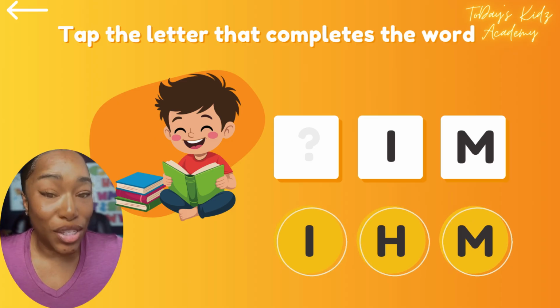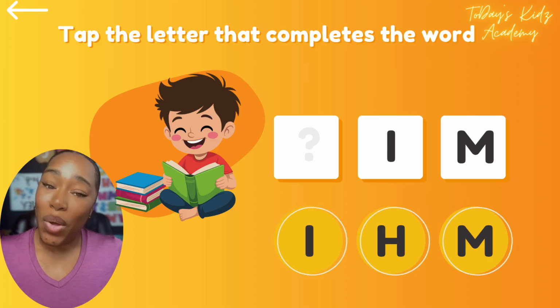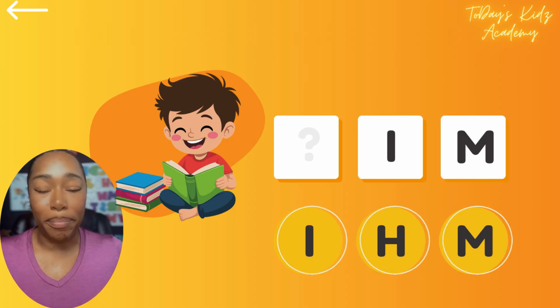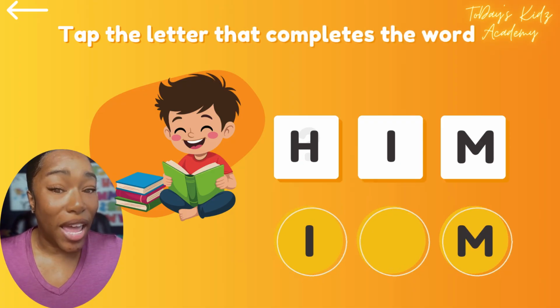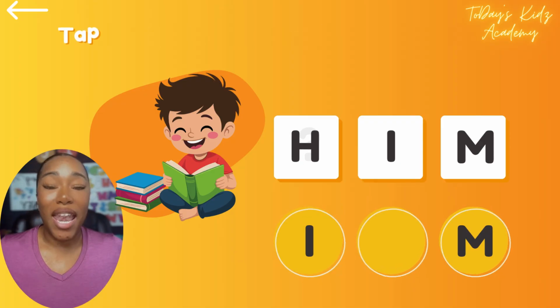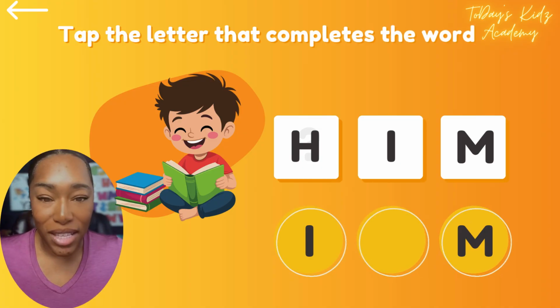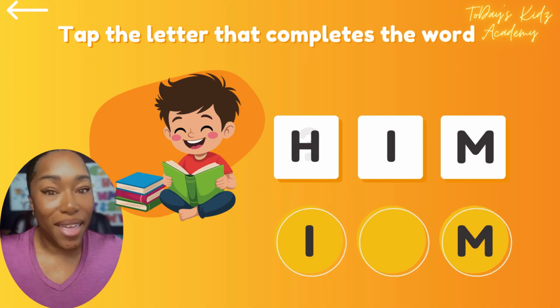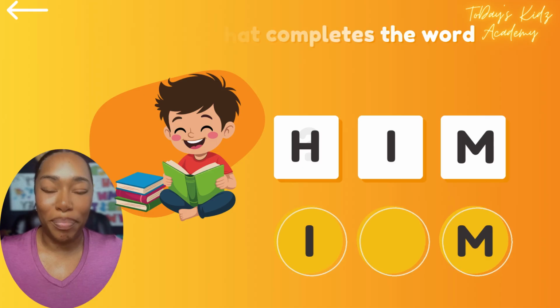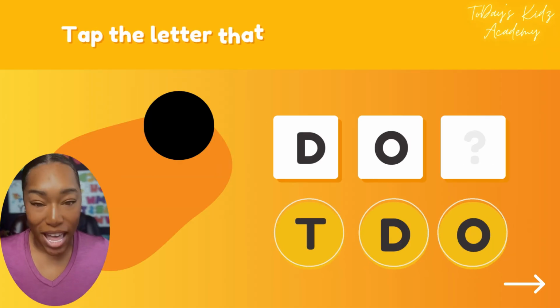This word is him. Tap the letter on the screen if you know which one is missing in him. If you tapped the letter H, you're right. Now let's spell him together. H-I-M. Him.